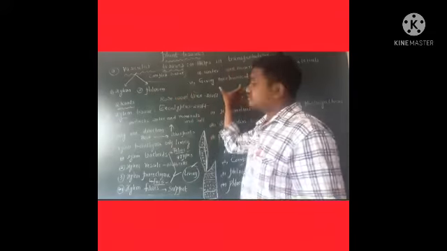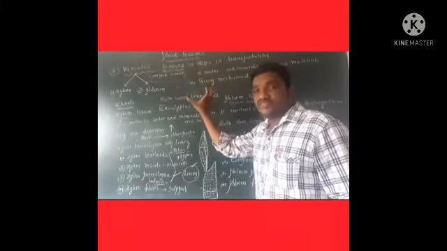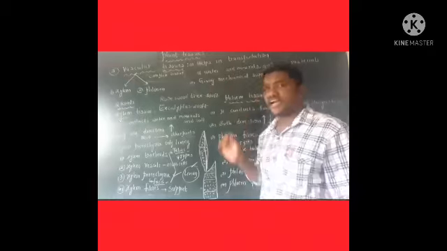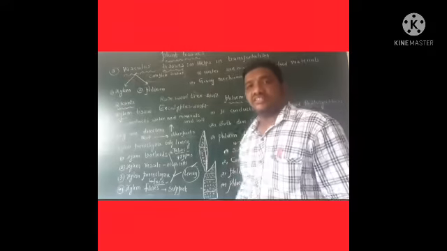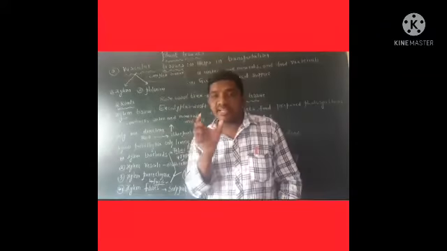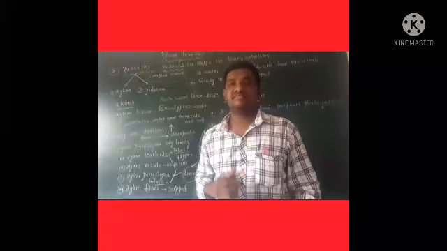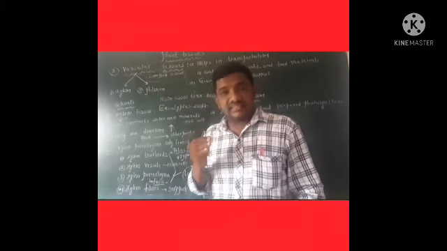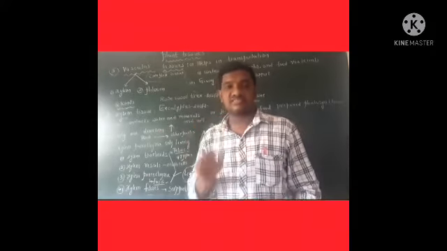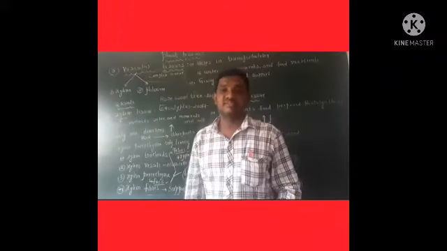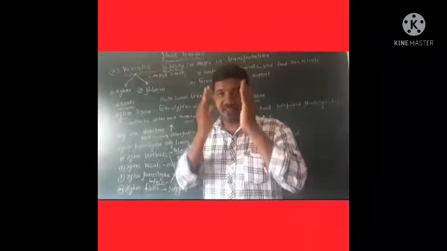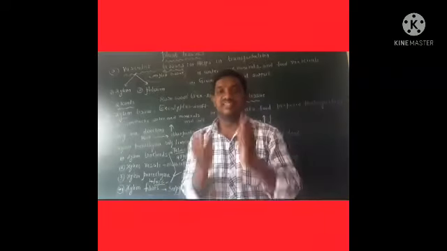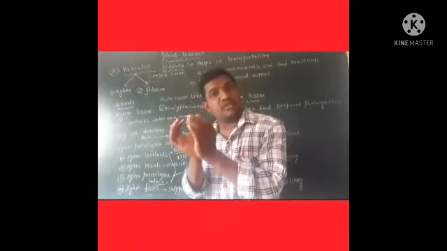Second one, vascular tissues give mechanical support. It gives mechanical support to the plants because it consists of fiber-like structures, fibers. Those are nothing but thread-like structures. Those thread-like structures give support to the plants.